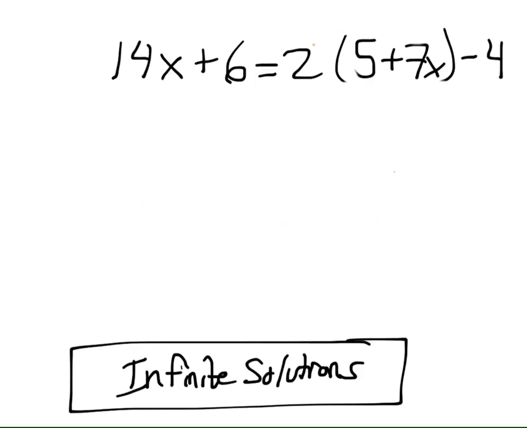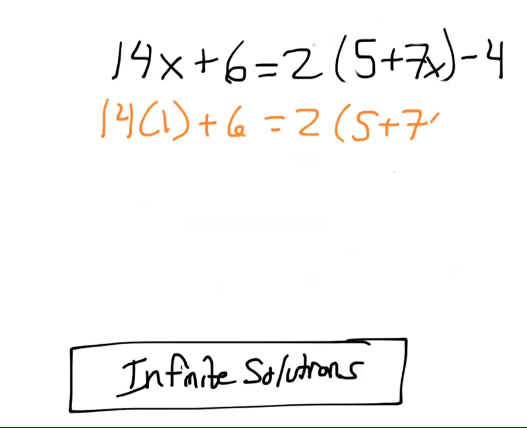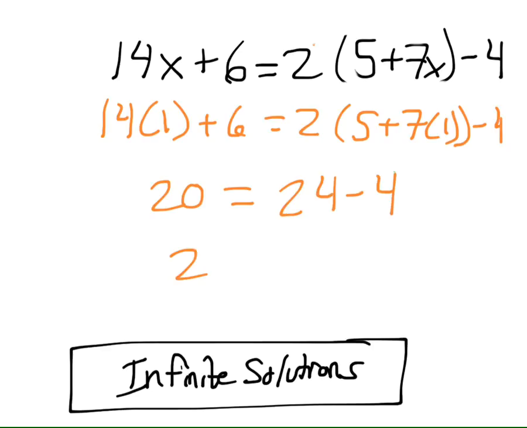So let's see why there are infinite solutions. Let's just pick something to plug in for x and see what happens. Let's pick 1. 1's going to be really easy, right? So if I plug in 14 times 1 plus 6 equals 2 times the quantity 5 plus 7 times 1, minus 4. I have to do order of operations here. 14 plus 6, that's 20. And on this side, 5 plus 7 is 12, and 12 times 2 is 24. So I get 24 minus 4, and I get 20 equals 20, which is a true statement, right?